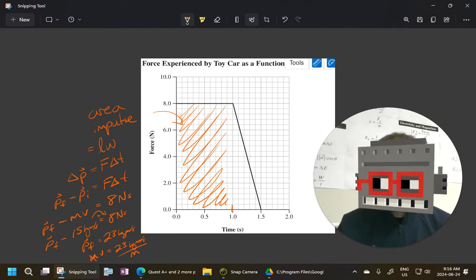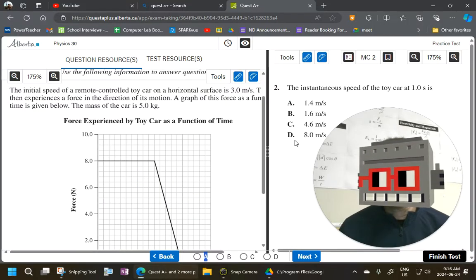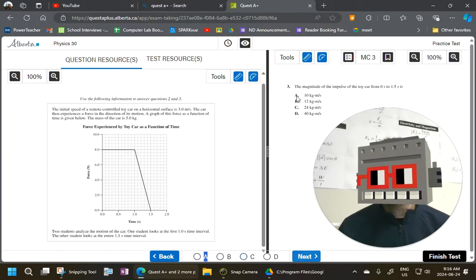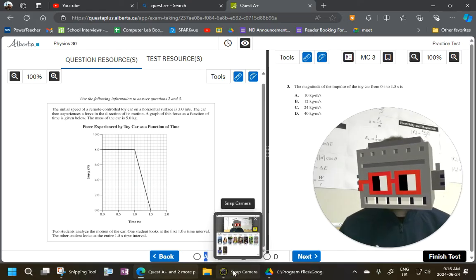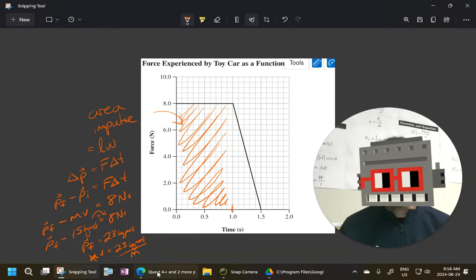That's just 5 again, so I'm going to divide by 5. And we get 4.6. Let's go back here, 4.6. Awesome. Now all they want here is the impulse for the second part from 0 to 5. So I want to do the whole impulse. I already have, if I go back here, I already have 23.